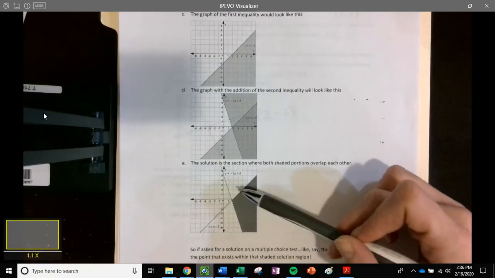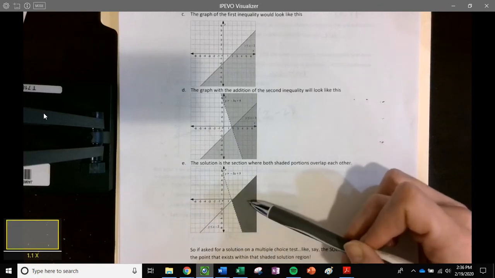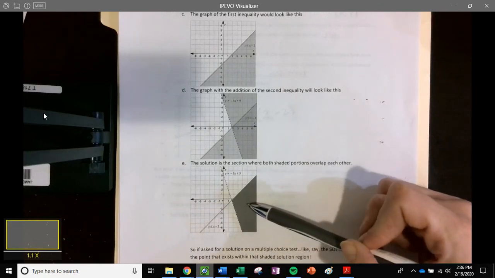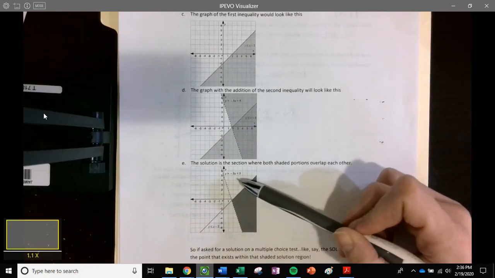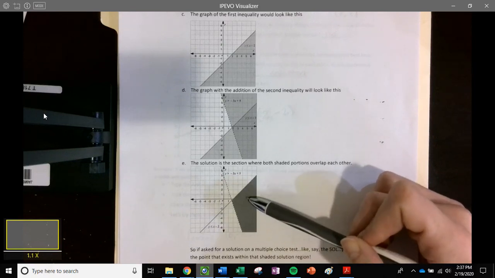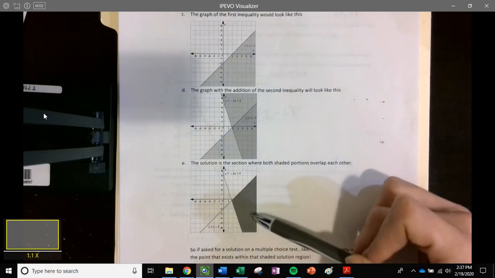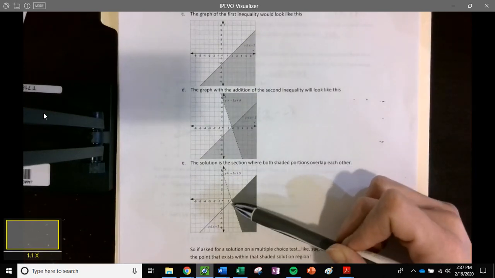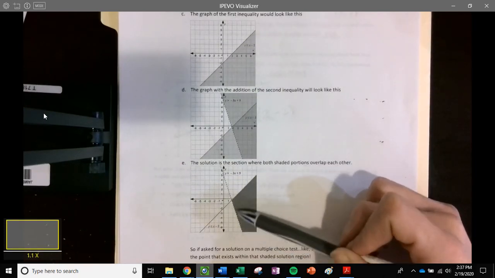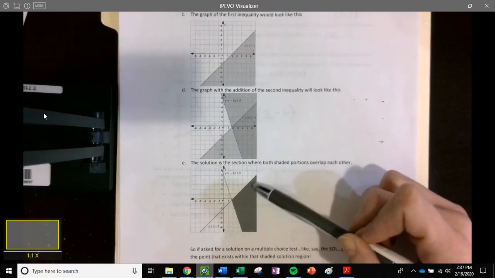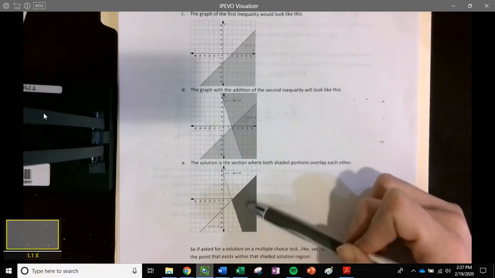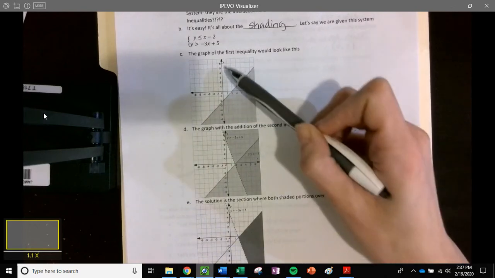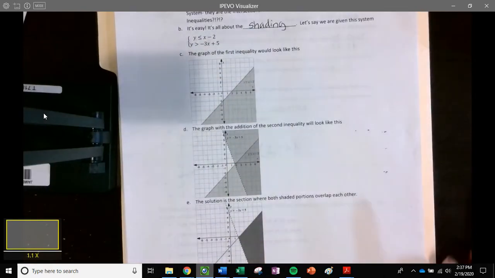So the solution to that system is this section here, which you can see very dark down here, where the shading of both of those inequalities overlaps, kind of like a Venn diagram. So if you're shading both of them, the darkest area, that means that any point, any value of x and y within this area will satisfy both of the inequalities in that system.